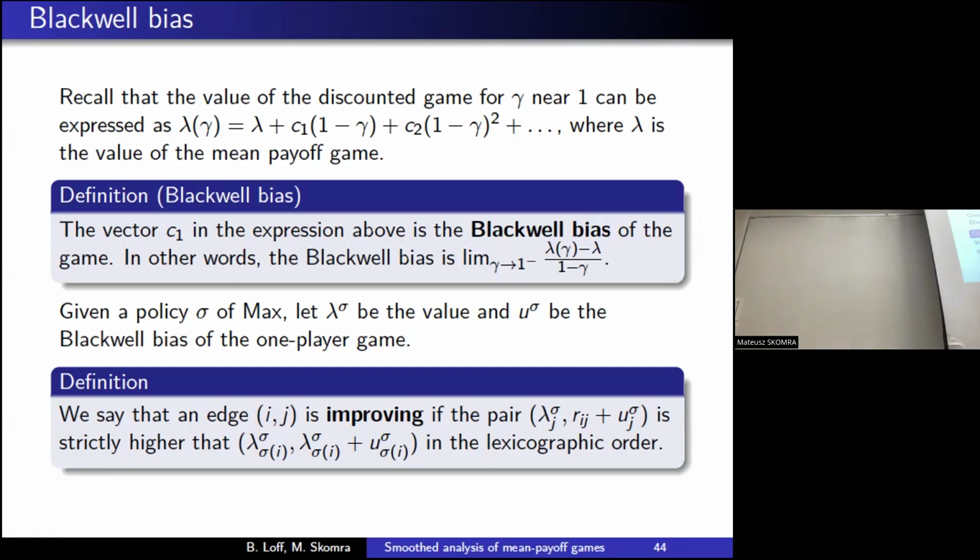In other words, you can define this as the series, because this is coming from this. So in the series, you have the value, and the second term will be called the Blackwell bias. And now we want to do the following. Given a policy, we can compute the value of the game, the one-player game, and we can also compute the Blackwell bias of this one-player game. And this is some linear algebra. Maybe it's not completely linear algebra, but this is the idea.